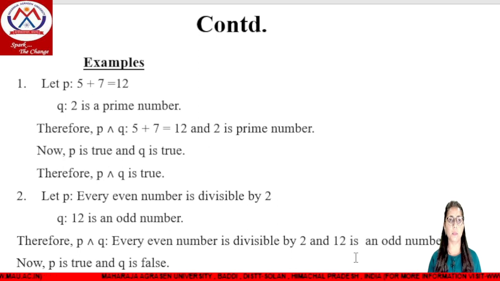Now in the second example, P is every even number is divisible by 2 and Q is 12 is an odd number. So how can we take its conjunction now? P and Q: every even number is divisible by 2 and 12 is an odd number. Now we can see here statement P is true but Q is false, and its conjunction will be false here.